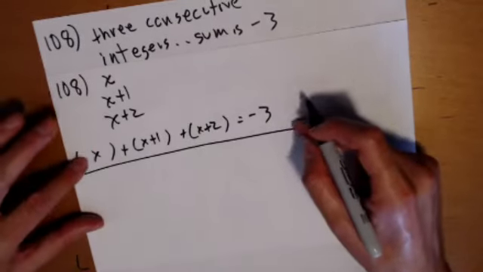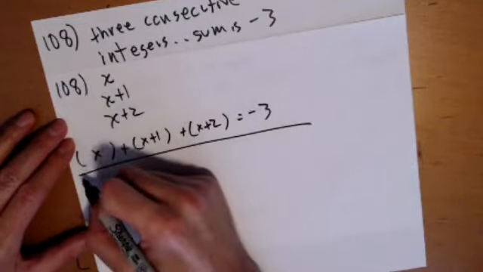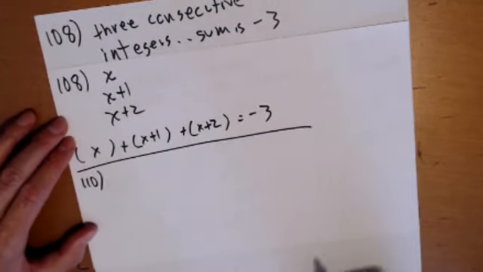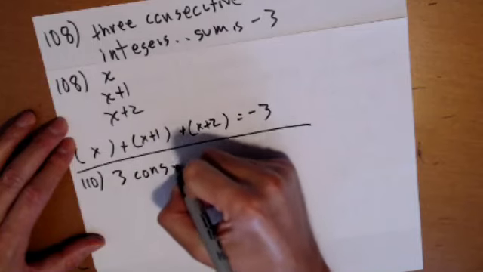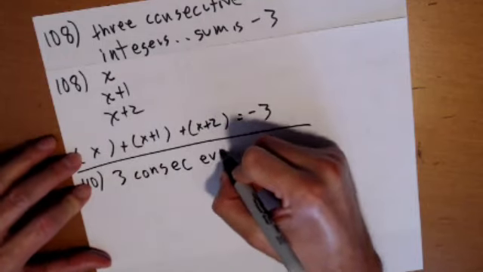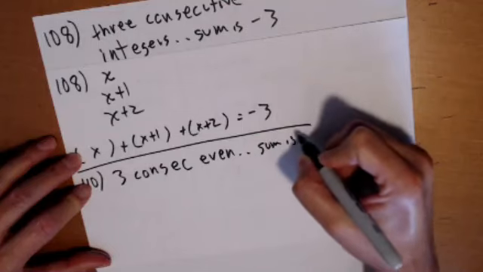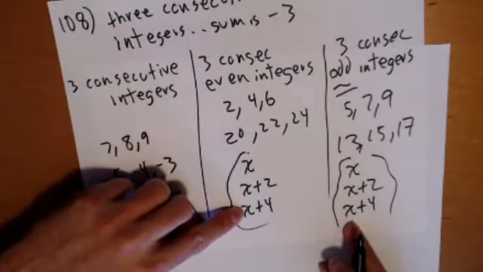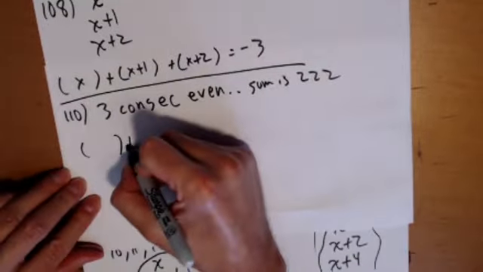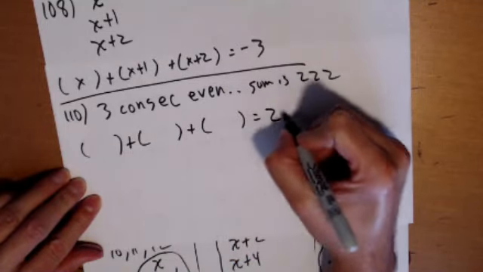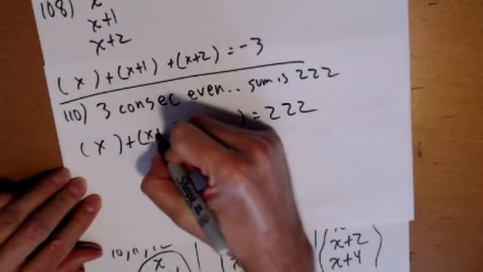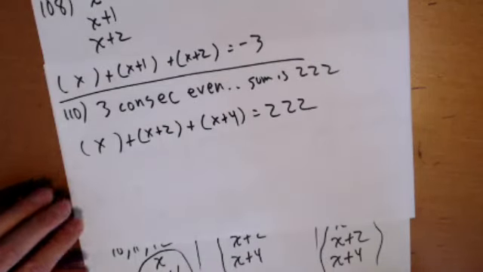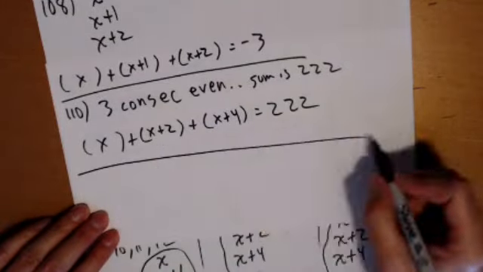Okay, so I'm going to let you finish off that one, but I just want to jump to 110. So 110 says 3 consecutive even, and their sum is 222. 3 consecutive even. So remember what we said? The consecutive evens would be x, x plus 2, x plus 4. Okay. So that would just be x, x plus 2, x plus 4. And then, again, you can finish that off.